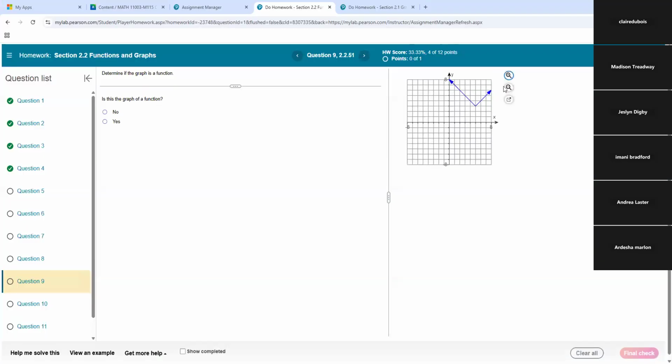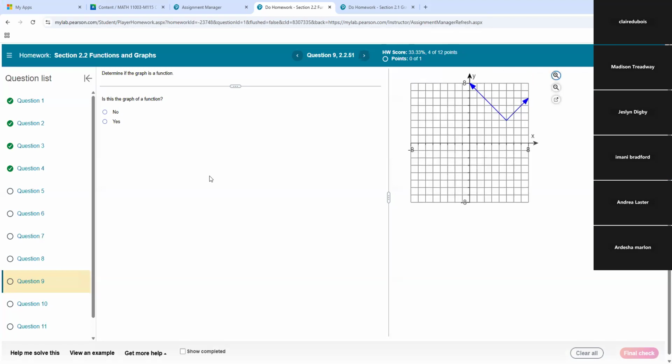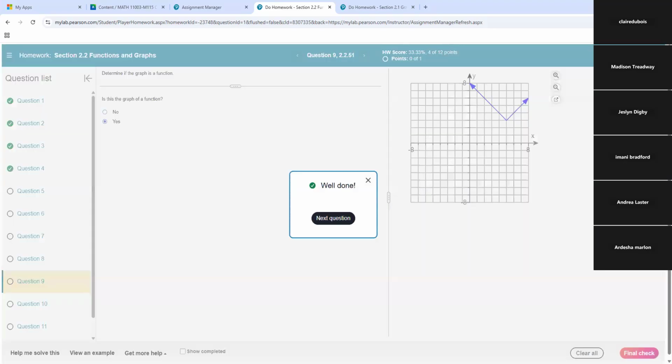All right, y'all, so let me make this one larger. All right, y'all, first graph. Is that a function? Yes or no? Whoa, y'all are quick on that. See, Jesslyn and Claire, y'all are saying yes. All right, y'all, here we go. Final check says good job.